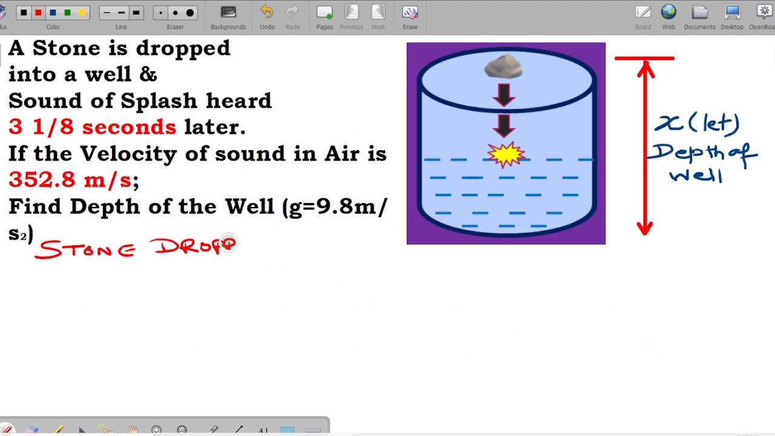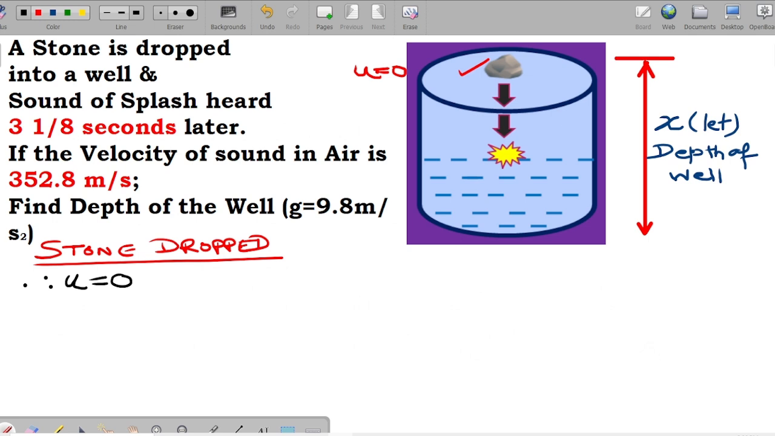So let us assume the depth of the well as x, and since the stone is dropped, there will be two journeys. When the stone is released from the hand, the initial velocity of that stone, that is u, is equal to 0, right? So we have taken u as 0 over here, right? So there will be two journeys.